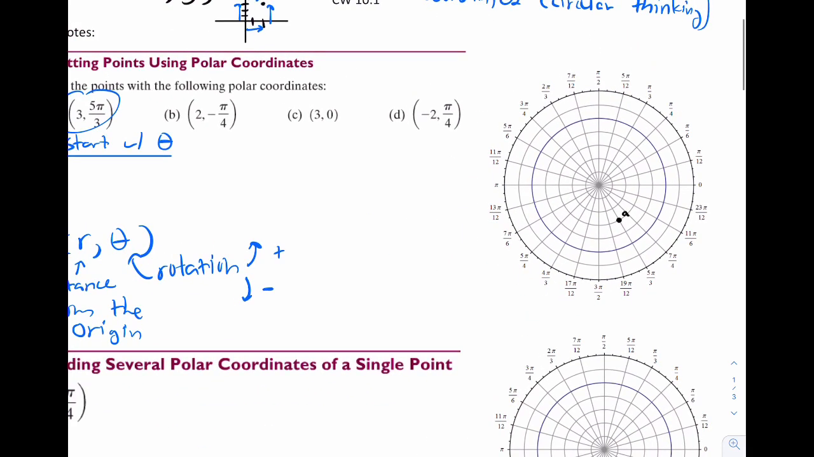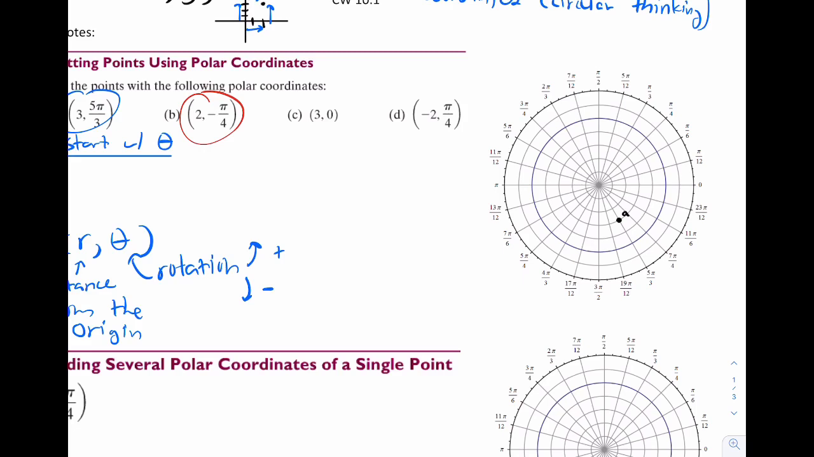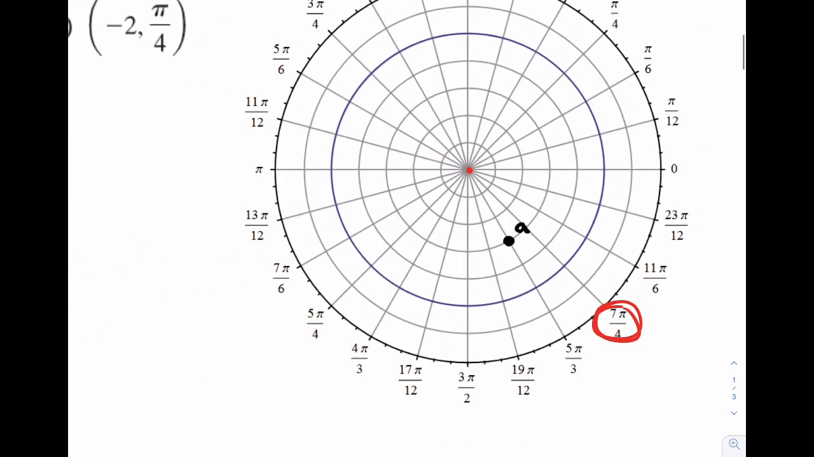Let's try another one. 2, negative pi over 4. So I'll do this in red. So again, look at your angle. So rotate negative pi over 4. That would be right here. And imagine you're standing here. It says take 2 steps forward. So stay on the 7 pi over 4 line and just go 2 steps. 1, 2. There's your point, B.